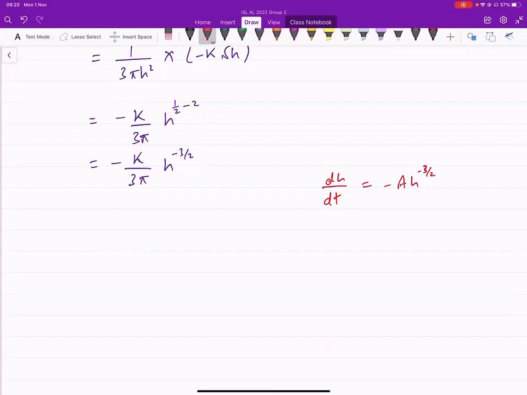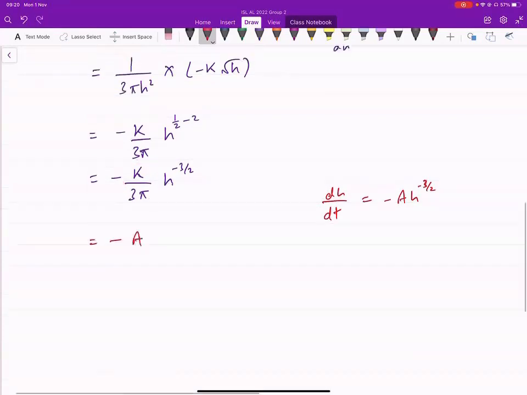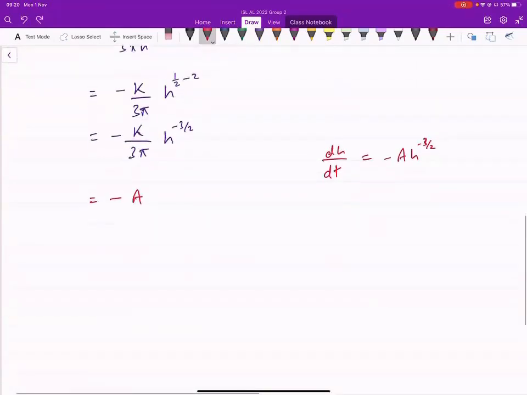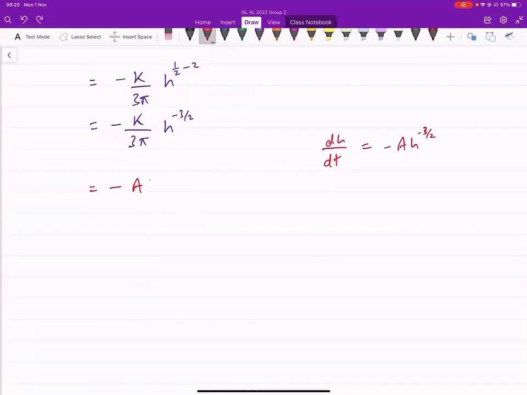We got exactly the same form. We can say this whole thing is a constant, right? If k is constant, 3 pi is also constant. K over 3 pi is just another constant. What did we say about that constant? It is positive, because we had put the minus sign separately. We were assuming k to be positive. Right? So if k is positive, k over 3 pi is also going to be positive. So this is of that form, minus a h raised to power minus 3 over 2.